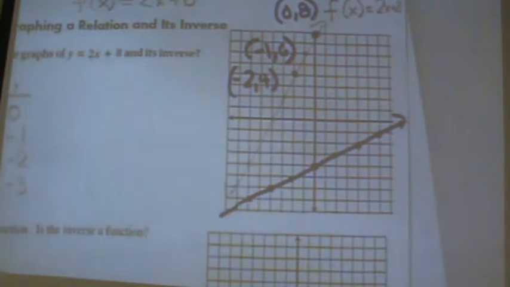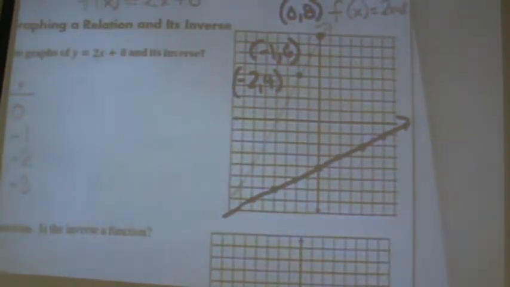So you could have named this f of x is equal to 2x plus 8. That's what this line is called. What are we going to call this line? F negative 1 of x. What's the name of this equation?